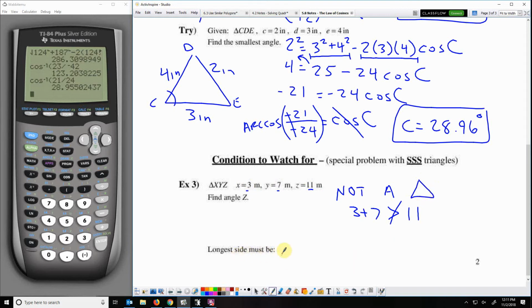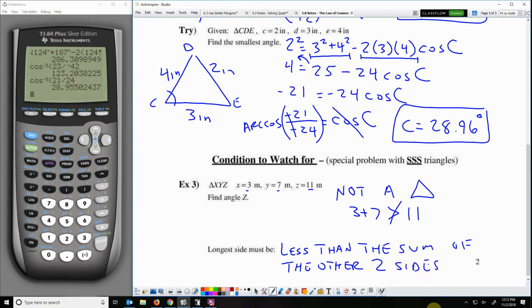Okay, so I would never actually even be able to get these 3 side lengths to close as a triangle. The longest side must be less than the sum of the other 2 sides. And if it's not, then the 3 sides will never be able to close and form a triangle.